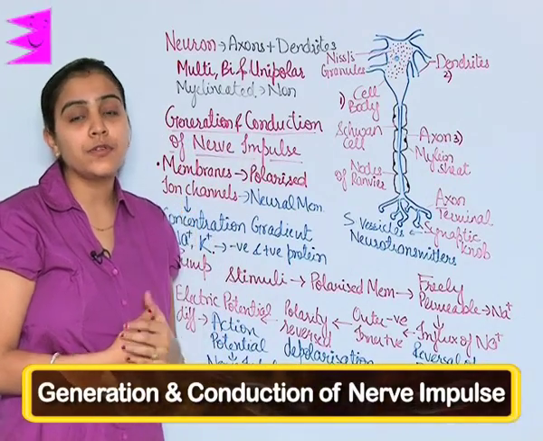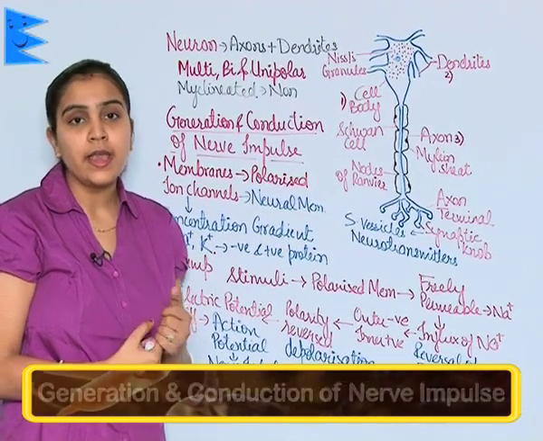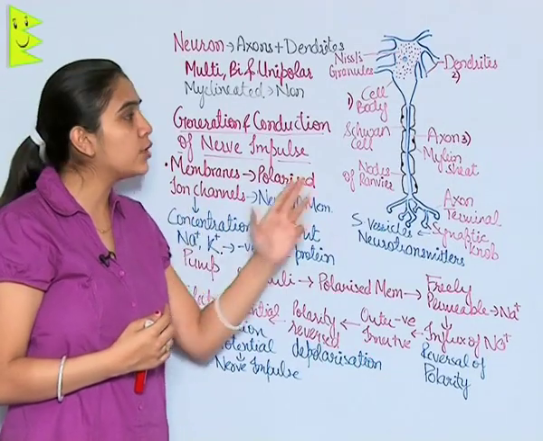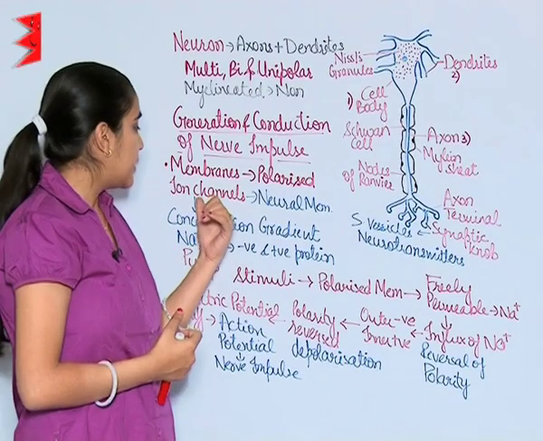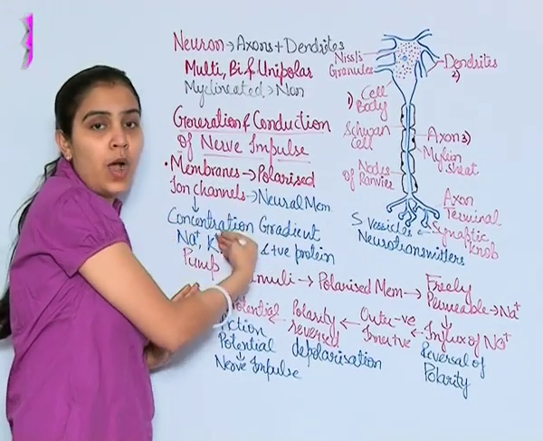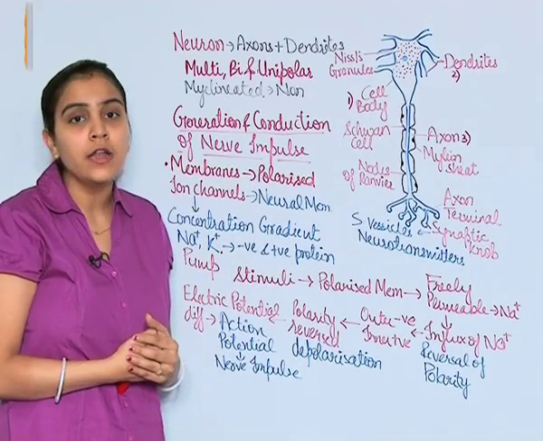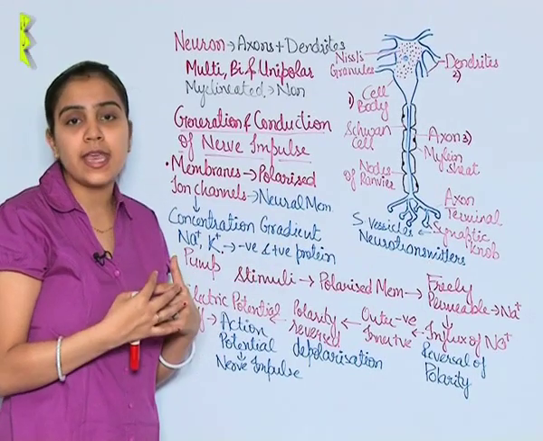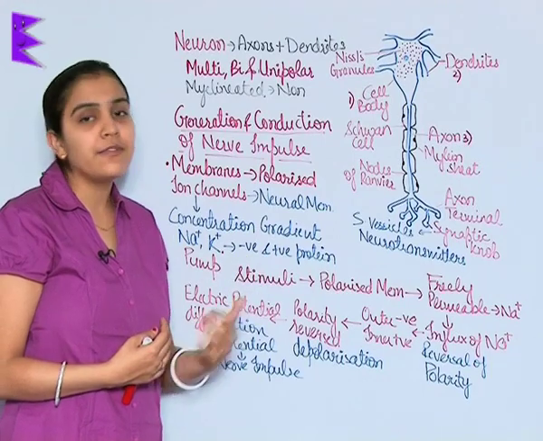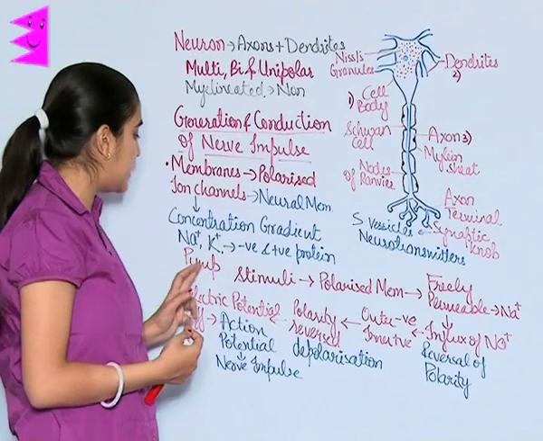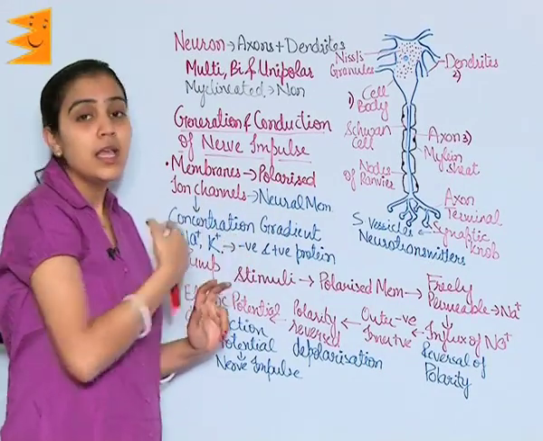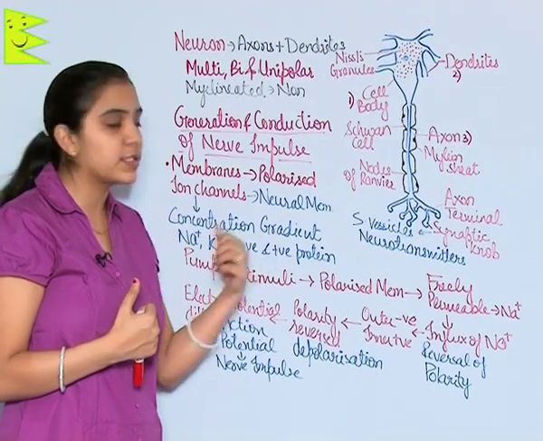Generation and conduction of nerve impulse. How nerve impulse is generated and further how it is conducted across this whole axon. Membranes. The membranes of neurons are polarized. Ion channels are responsible for this polarity of membranes, and the two ions which are responsible for maintaining these ion channels are sodium and potassium ion. In resting stage, this membrane is more permeable to potassium ion rather than sodium ion, and similarly negative as well as positive proteins are also responsible for maintaining this concentration gradient, so that the membrane is polarized. Further, the sodium potassium pump is responsible for this concentration gradient.